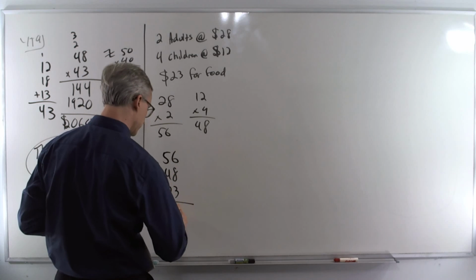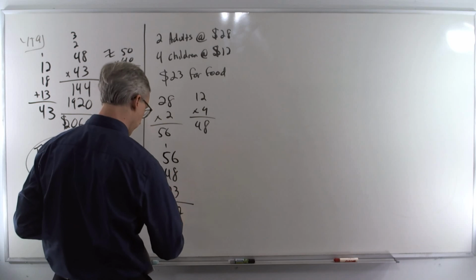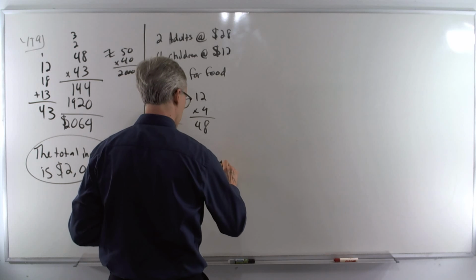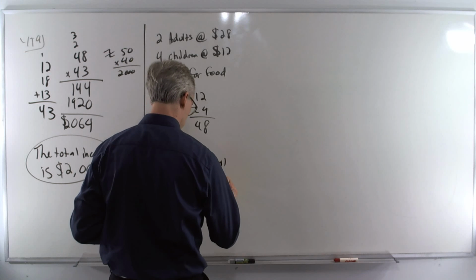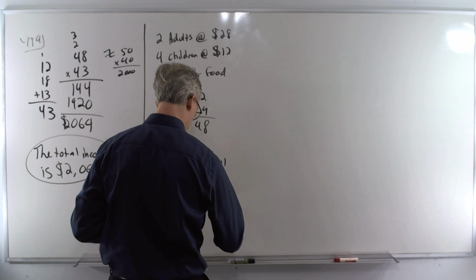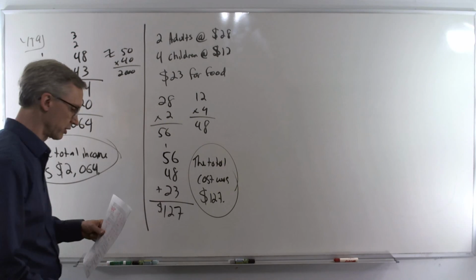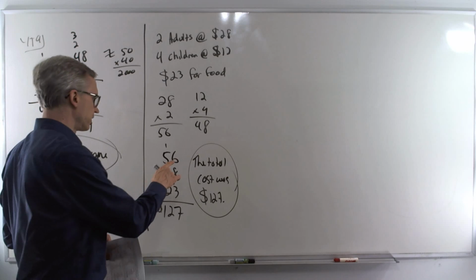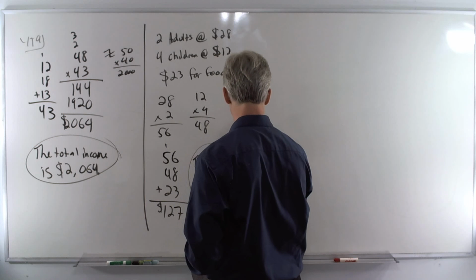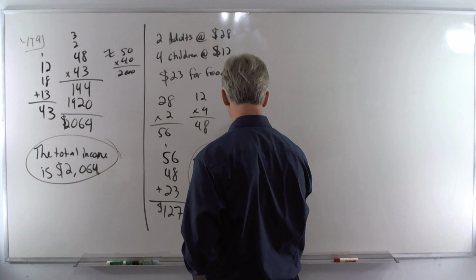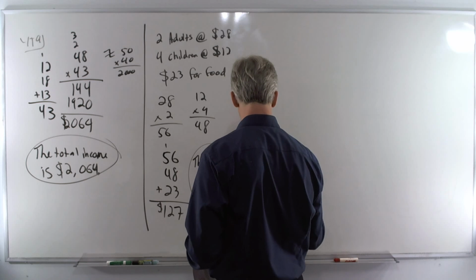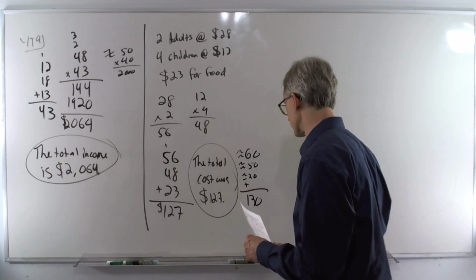So you got 14, 17, carry the 1, 10, 12. Total cost was $127. All right, let's check. So 56 rounds to 60, 48 rounds to 50, 23 rounds to 20. Add them all up and we get 60, 50, 110, 130. So very close on the estimation.